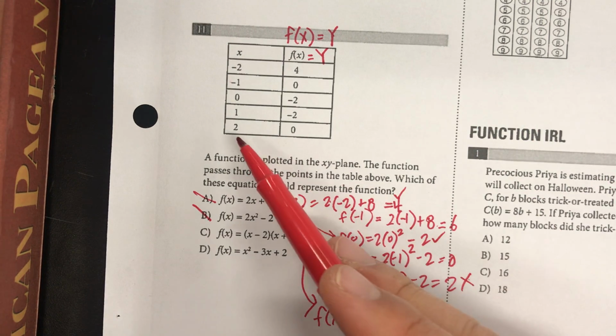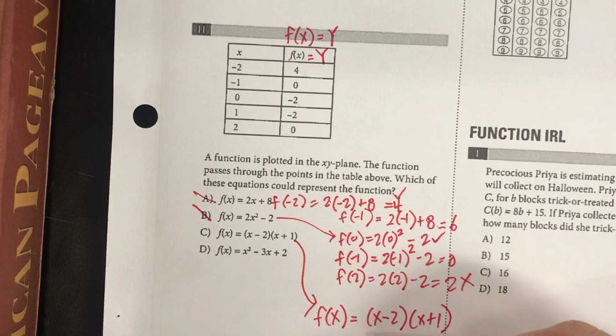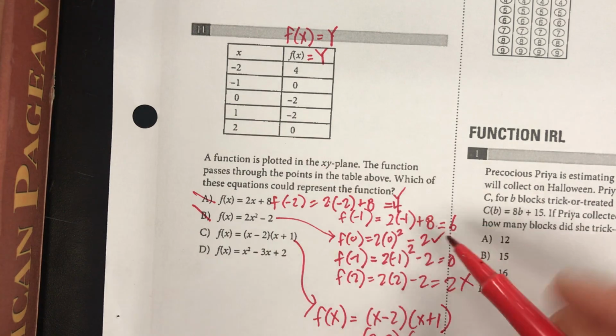Okay, so I'm going to try some other numbers like this one. Every single one needs to work. 2 minus 2, and then 2 goes over here. 2 plus 1, 2 times anything, this is 0. 0 times anything equals 0. Okay, that one works for that one.